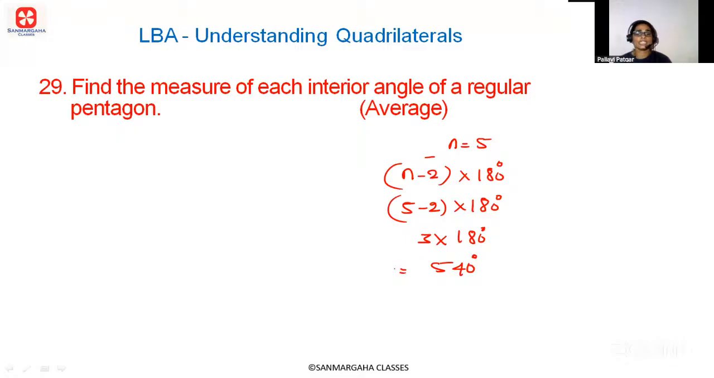So here we have to find out each interior angle. So each interior angle is equal to sum divided by sides 5. Okay, so 5 tens are 50, 5 eights are 40. So this is equal to 108 degree. So the measure of each interior angle of a regular pentagon is 108 degree. Thank you.